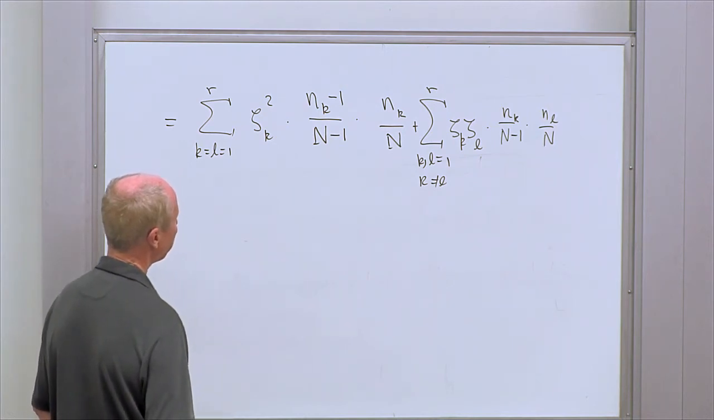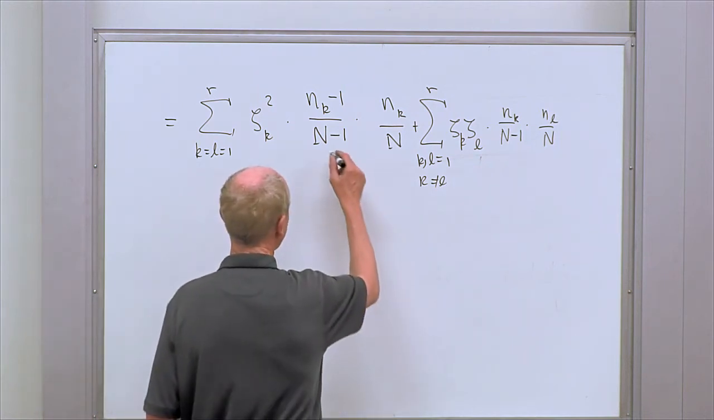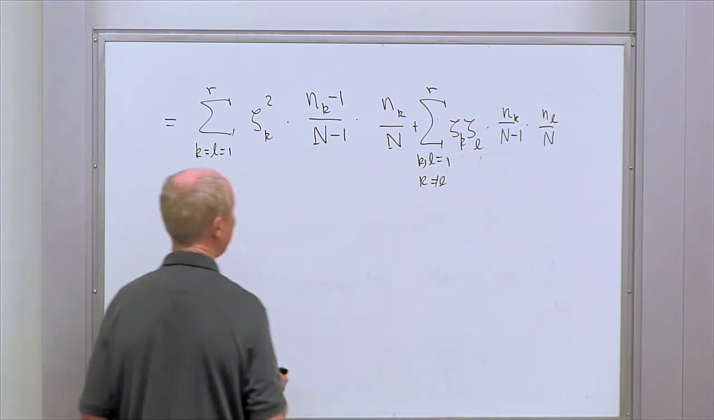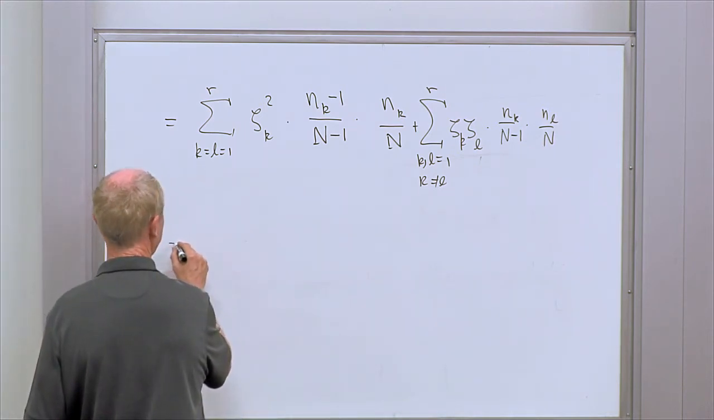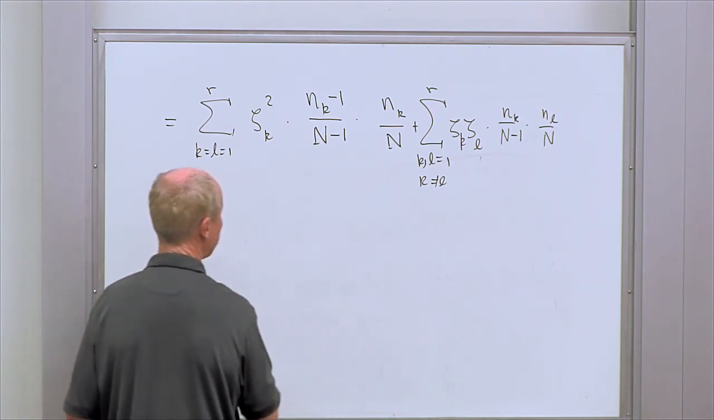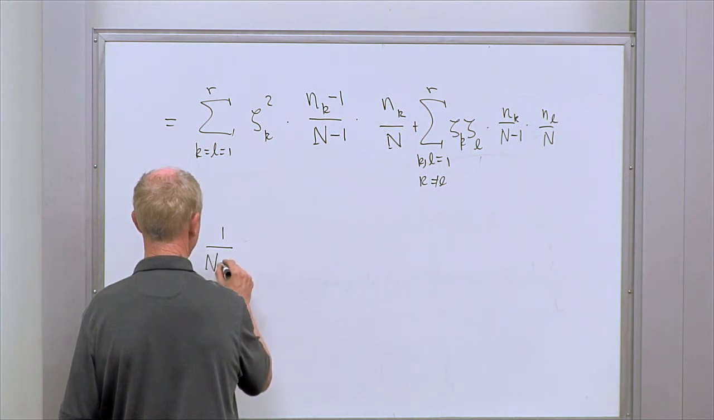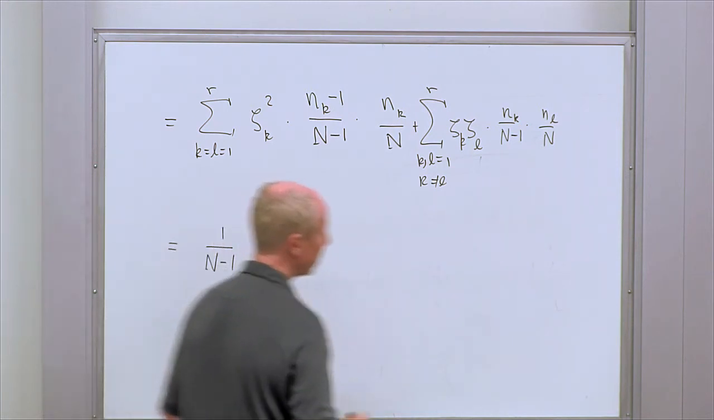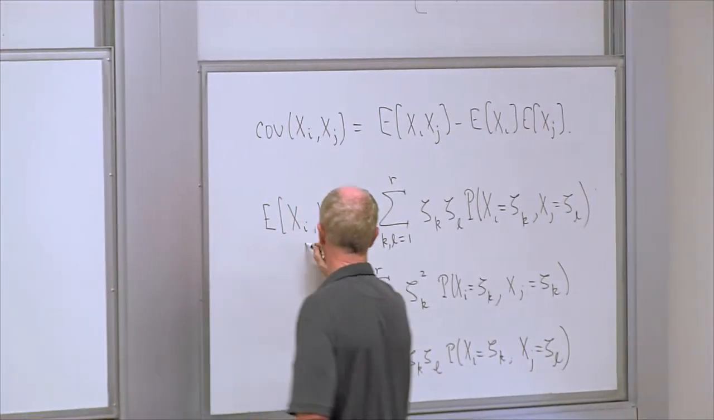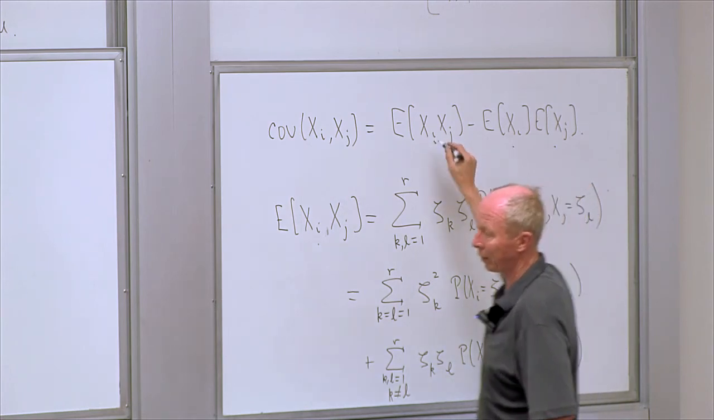Now, in both these terms, I have this capital N minus 1, and also I'll leave the capital N inside. Let me factor out the capital N minus 1. This is still just the covariance, right? No, this is just this part. We haven't subtracted this. Okay, so I'm computing this part.